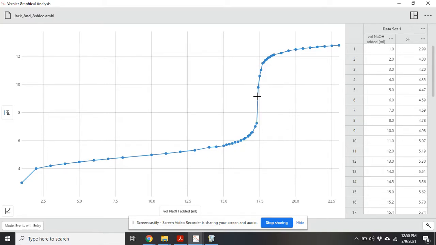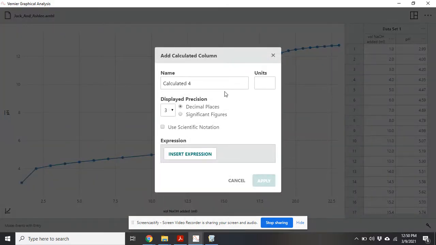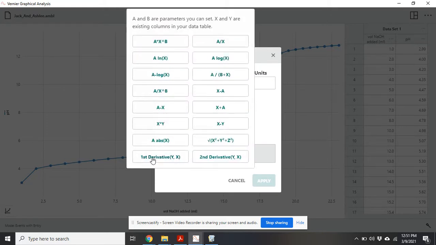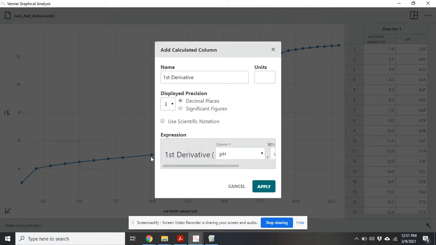And an elegant way of doing that, we could just estimate it and say, okay, it's going to be around here somewhere below 7.5. But if we take a function called the derivative of this, I'm going to add a calculated column and we're going to call it the first derivative. I know that is familiar to some of you. And I'm going to make graphical analysis take the first derivative of my curve.